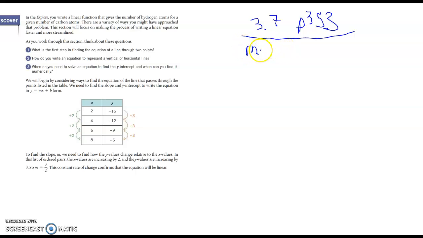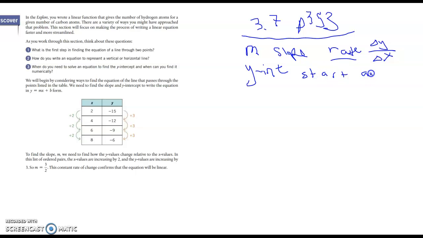You need to know the slope, and you need to know the y-intercept. And if you can figure these out, then you can write an equation. And so remember, your slope is your rate. It's kind of how things change, right? Change in y over change in x. And your y-intercept is your starting amount.